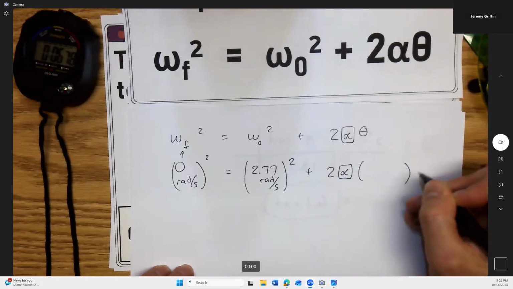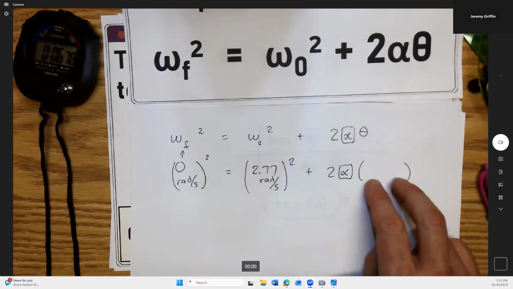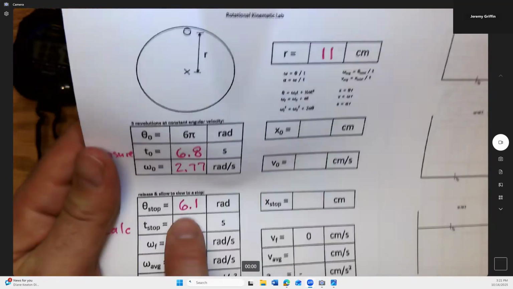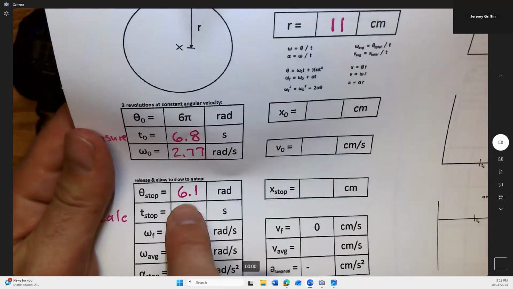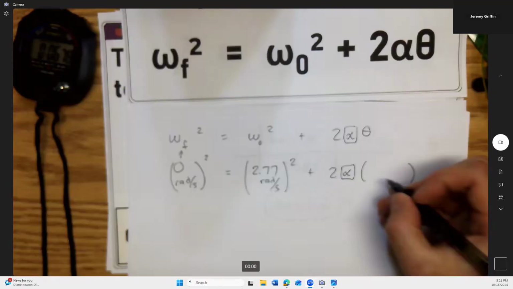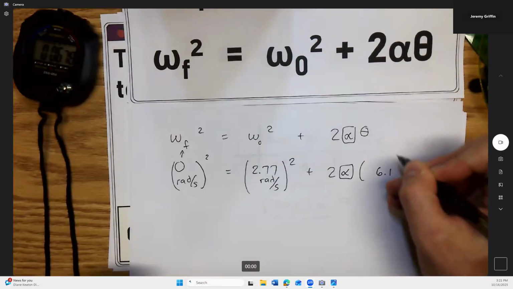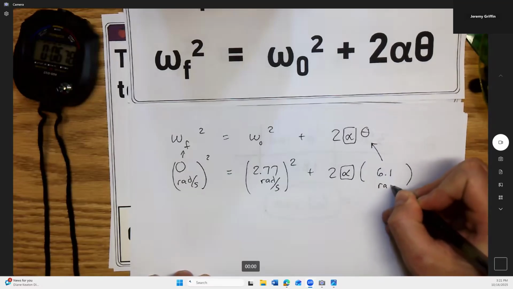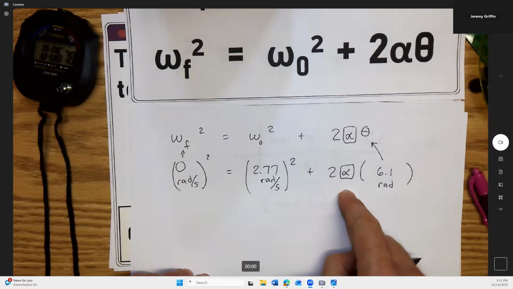And then for theta, guys, do you want degrees or radians here? Radians. Right. Oh, and I have that number of radians. It took 6.1 radians to come to a stop. So 6.1 radians. Okay. Can you guys solve for alpha?